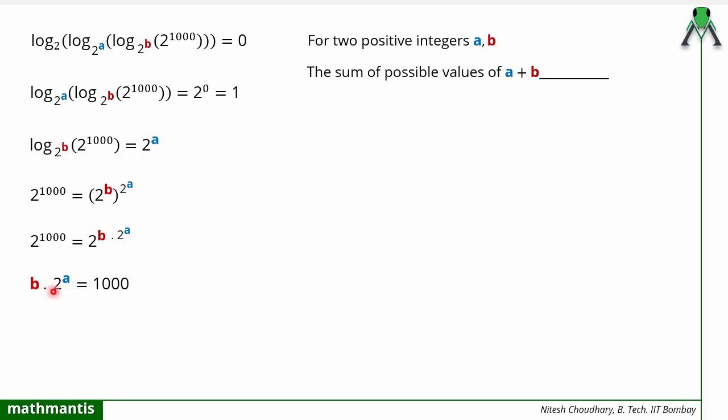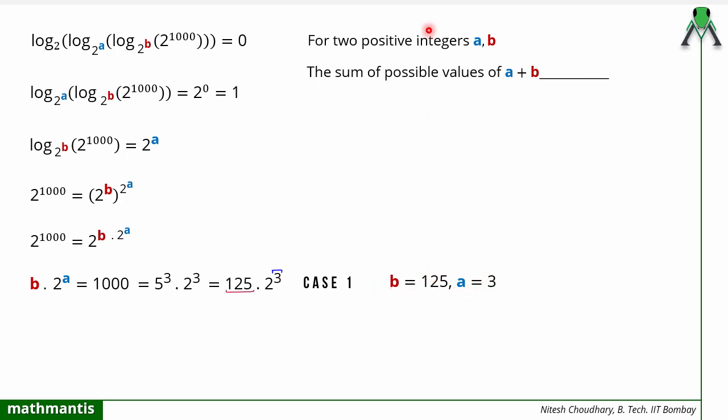This is a product of two terms, so I will find the prime factors of 1000, which are 5 raised to power 3 and 2 raised to power 3. By looking at this, I can define the value of a as 3, and the remaining part will be b. But we will have to take cases. The first case is b equal to 125, and comparing the power of 2, a is 3. That is the way you can define the values of a and b.